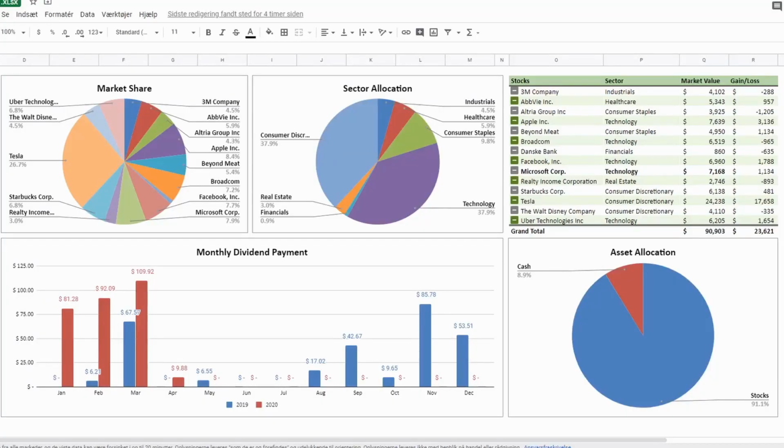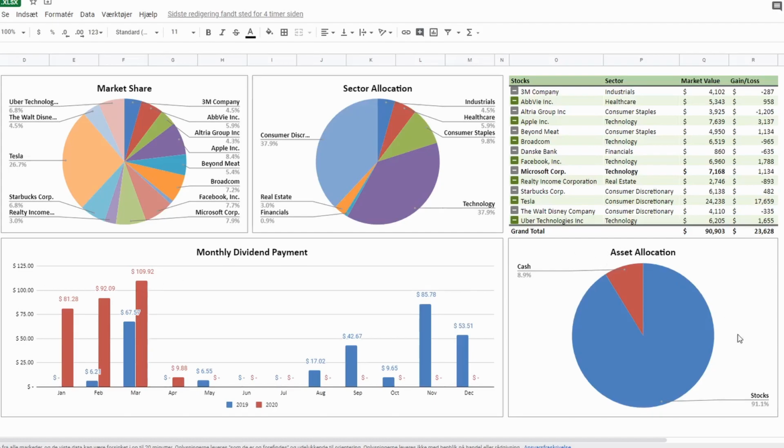We are currently looking at the overview page on my Google Sheet, and as we can see, my portfolio value is almost 91k US dollars, and I am up right now 23.6k US dollars, which equals almost 35%. I will show you on the next page. So I am pretty happy with that.